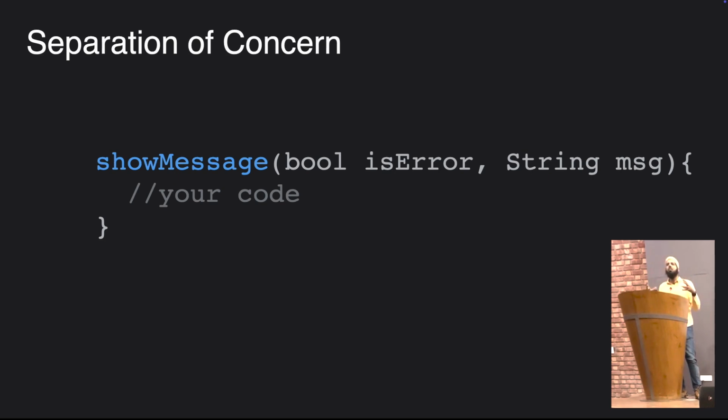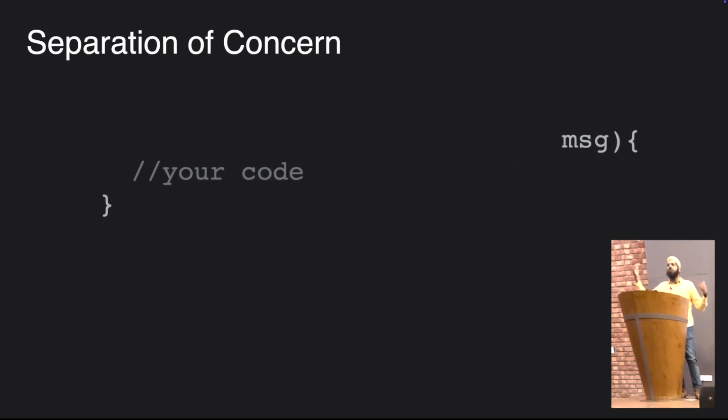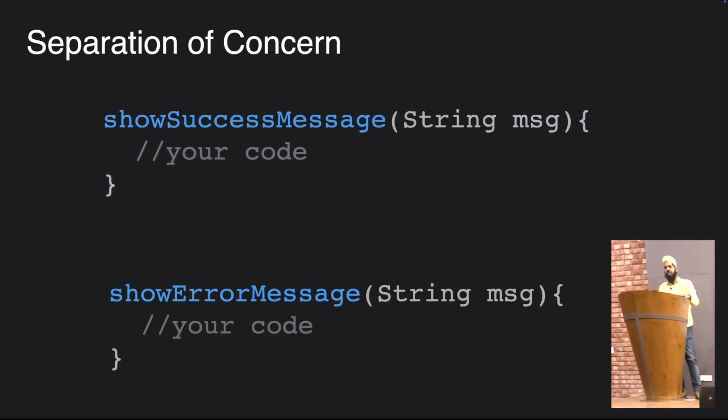it's mixing 2 concerns. What are the 2 concerns here? Show success message and show error message. So you should have 2 separate methods called show success message and show error message, rather than merging it all together, because those 2 have different concerns. Those 2 are different things for the user, and they will change for a different reason at a different period of time.